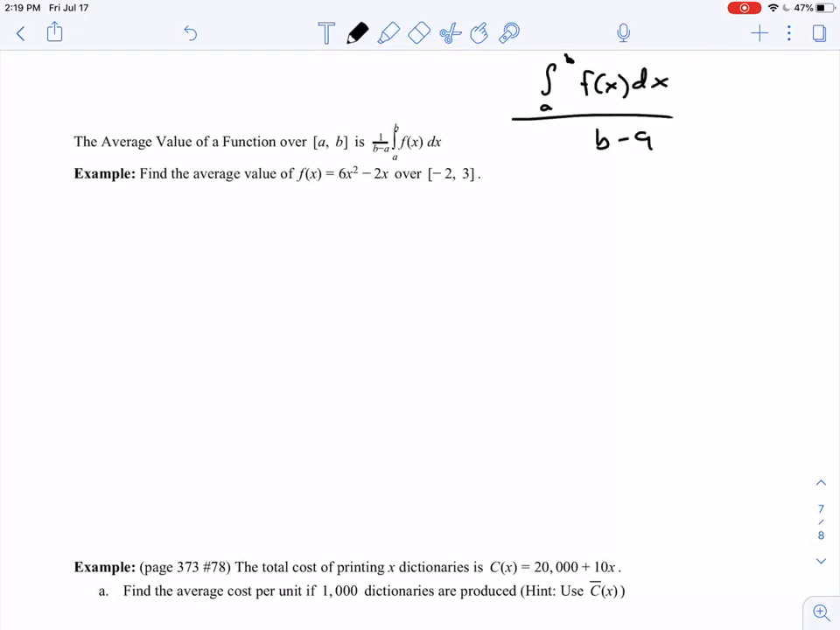but I think that's too much. I always prefer to multiply here, so we'll just multiply by the reciprocal. We'll multiply by 1 over b minus a.